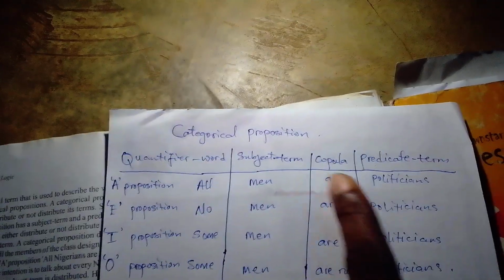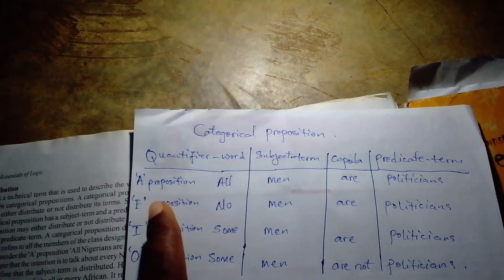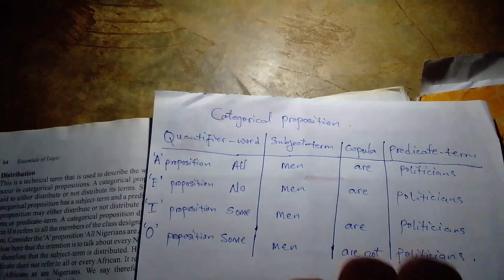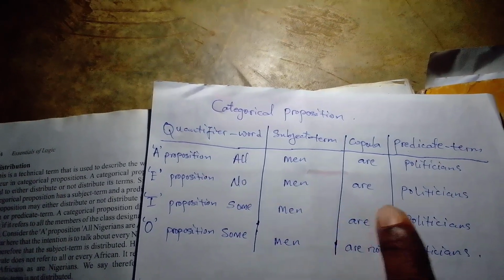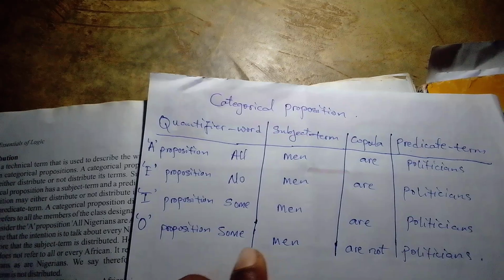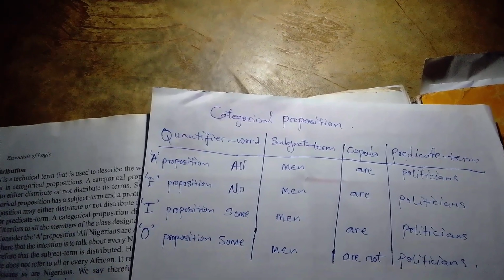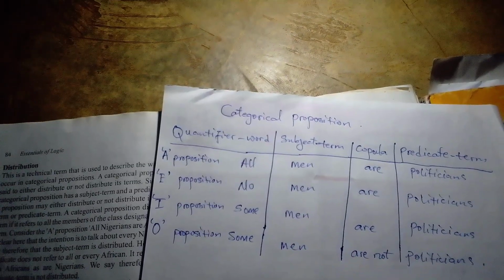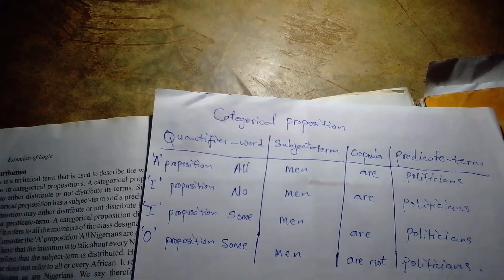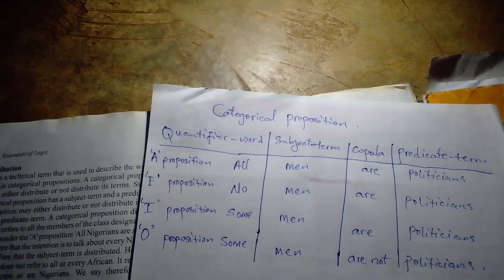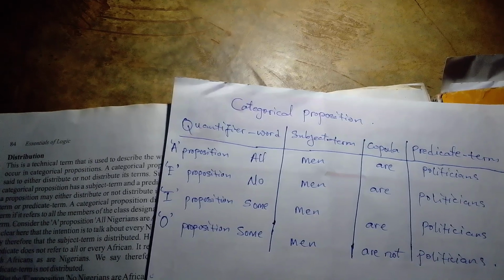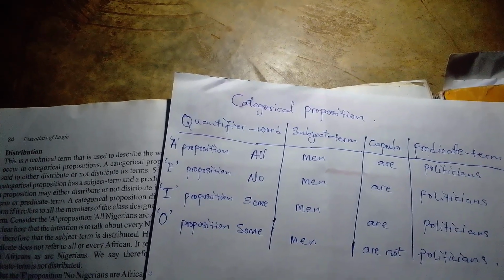Let's take the subject term, the copula and predicate term with the quantifier. In A proposition, you state that all men are politicians. If you want to shorten it, you can say that all S are P. That is the short form in logical terms. E proposition, no men are politicians. You can say no S are P. I proposition, some men are politicians. You can shorten it as some S are P. While in O proposition, you say that some men are not politicians, which is some S are not P.